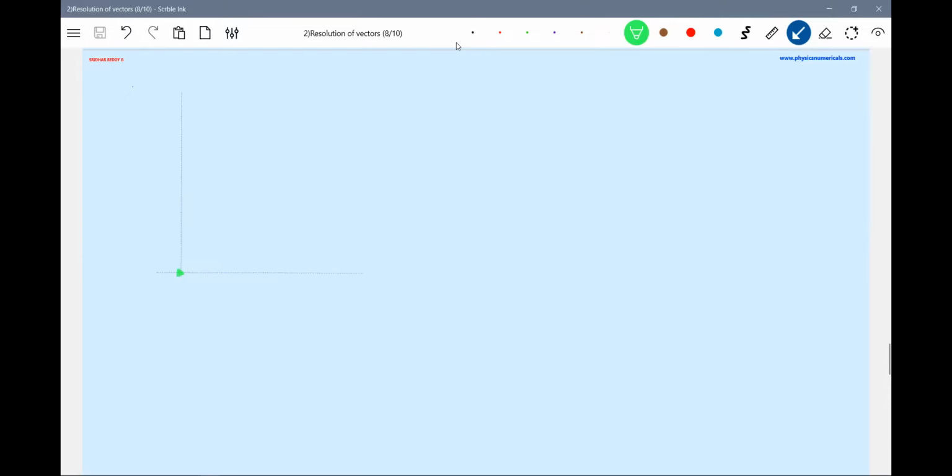So there's one vector, say this A bar is 6 Newton. Next, I have another vector, B bar, which is 8 Newton. The angle between them is theta, 30 degrees. There's a unit vector directed along the x-axis. What is the question? Find A bar plus B bar.